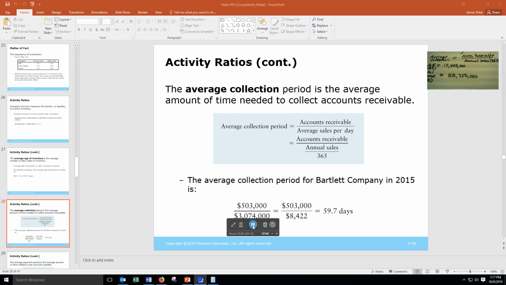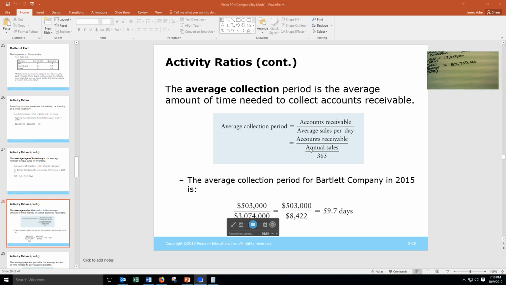So here we take average collection period, which is the accounts receivable, divided by the average sales per day. Now, there is no average sales per day entry on any of those financial statements. So we're going to go with the second equation here, accounts receivable divided by annual sales over 365. So we're going to make this calculation first, stick it in the bottom, then divide accounts receivable by average sales. So the first thing we need to do is calculate average sales.